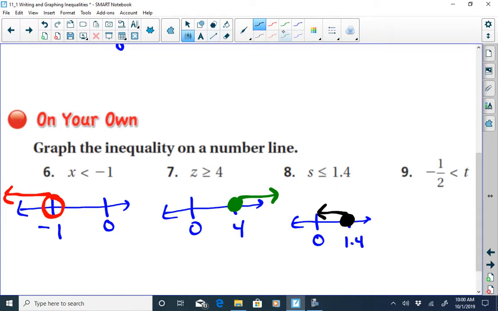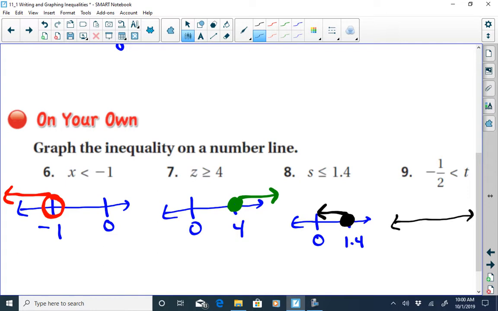Now, example number 9 is a little bit different. I like to call these reversed inequalities. And why is it a reversed inequality? Notice that the variable is not written first. We have the number written first, and then the inequality symbol, and then the variable. Now, it's really important for students to recognize when they have a reversed inequality.